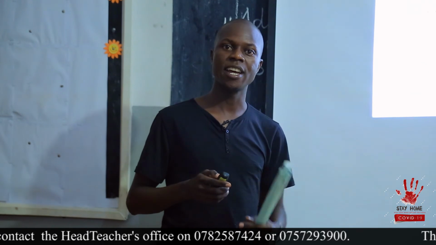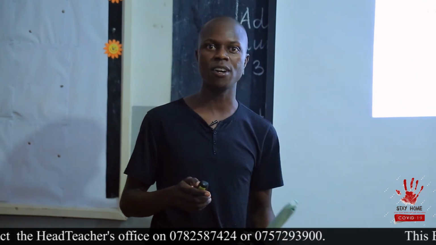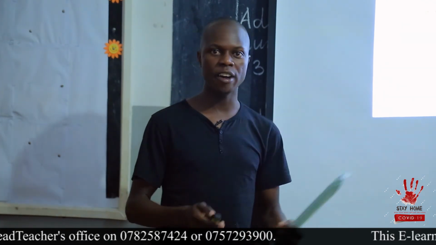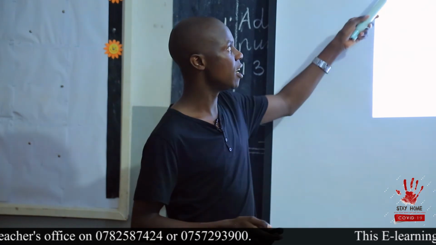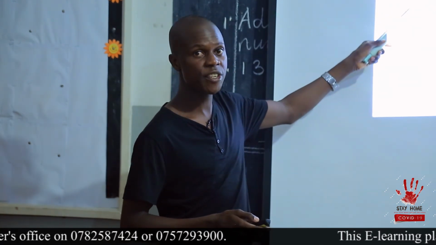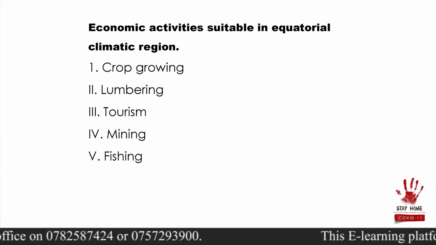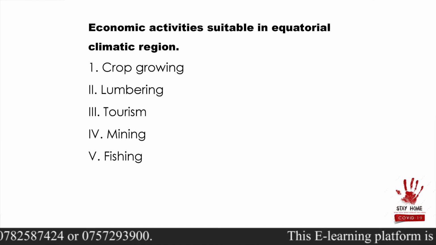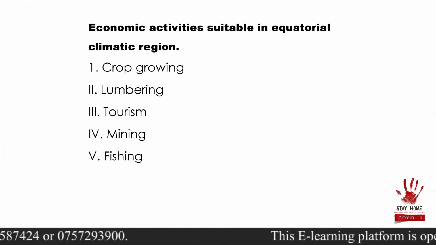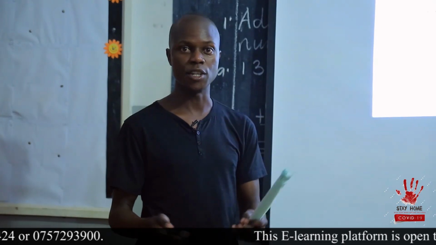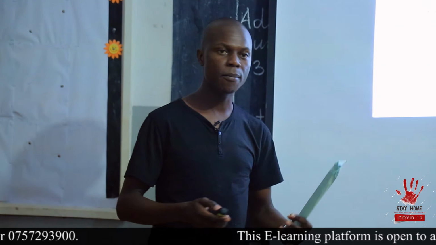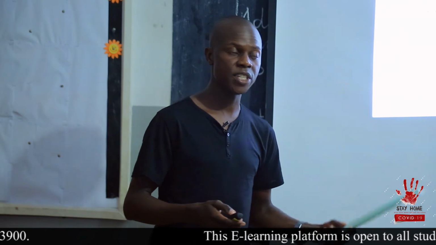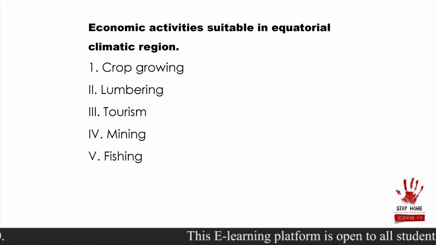Since that region experiences too much rainfall, it encourages the growth of thick vegetation, and therefore we can have very many big trees that can encourage lumbering. Then we have tourism. It can also be carried out there. Since that area experiences heavy rainfall, it encourages the growth of thick forests. Therefore, these forests can attract the tourists. It also encourages some other physical features to develop there, and therefore all these attract the tourists.